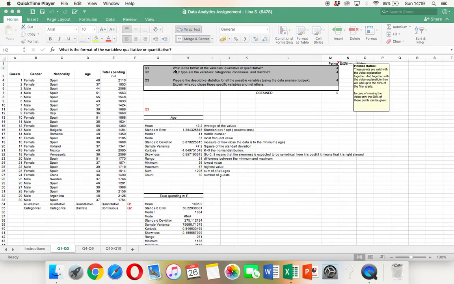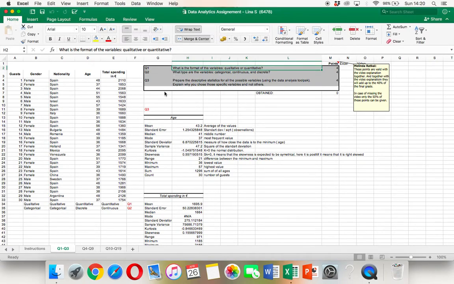So firstly, we will go to the first question, which is: what is the format of the variables, qualitative or quantitative? For the quantitative variables, first of all, I'll give an explanation. They are values which result from counting or measuring something. For example, we can speak about height, weight, or maybe the number of items sold to a shopper.